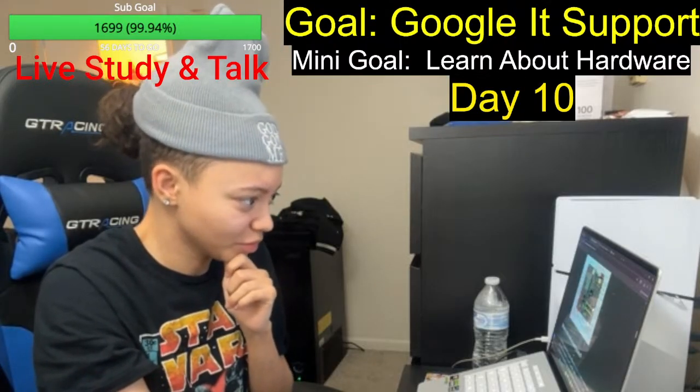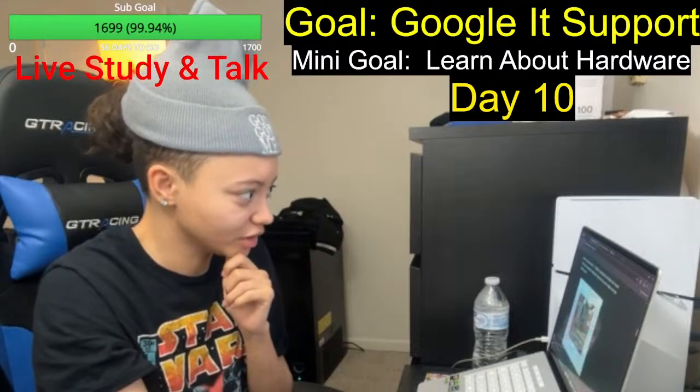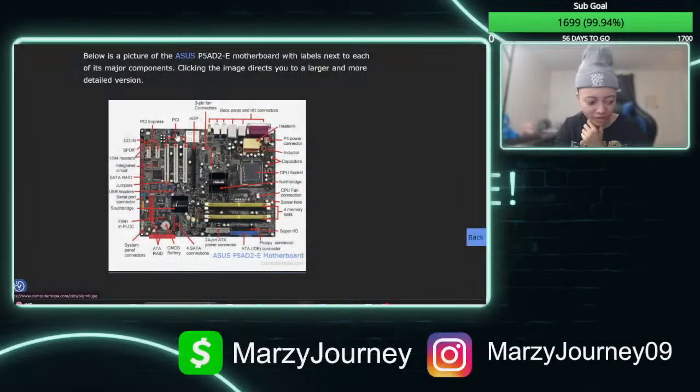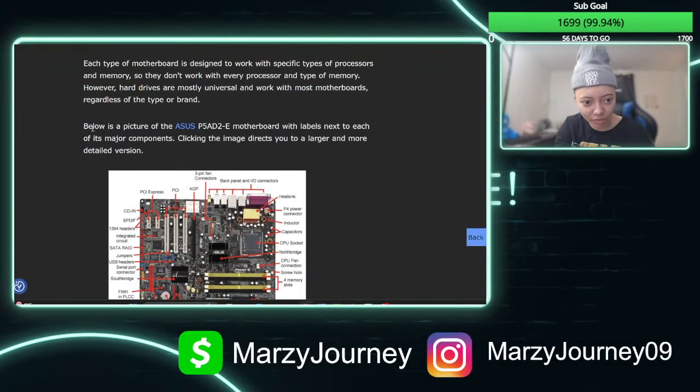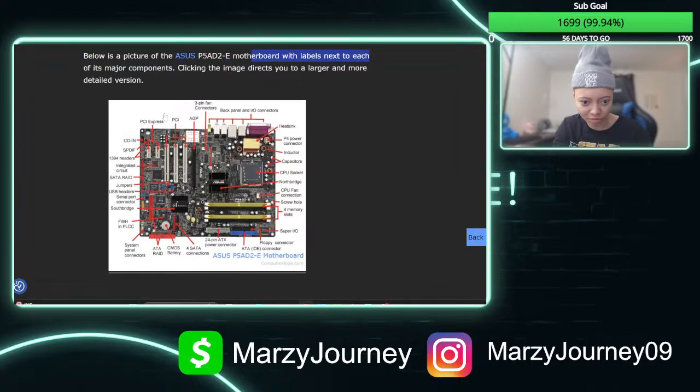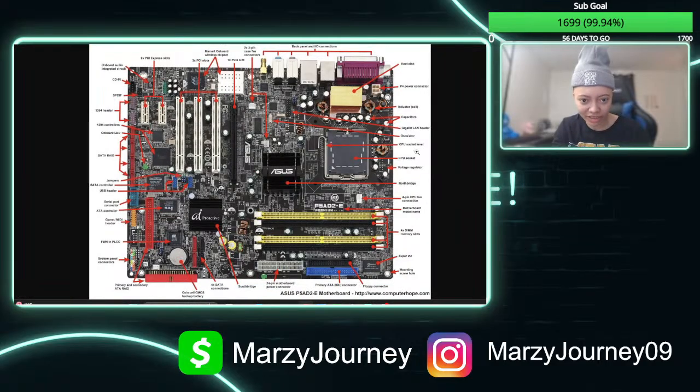Oh my goodness, the motherboard is just so, I'm about to show y'all on camera. Give me a second. Bam. This is insane. So this is the motherboard. Below is an Asus P5B2E motherboard with labels next to each of its major components. That's crazy, because the only thing I know about is, oh, these are PCI slots.